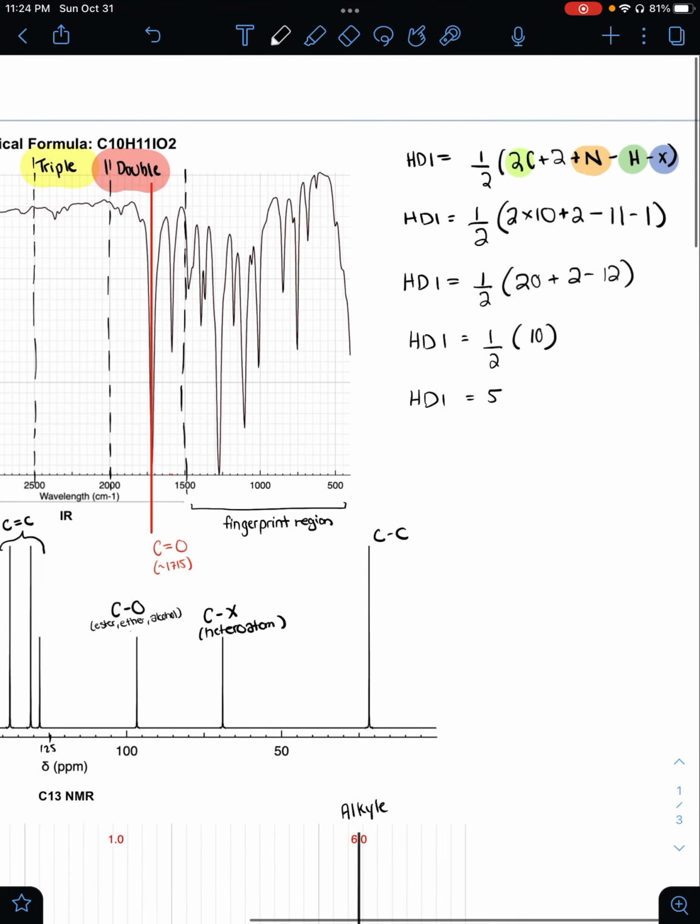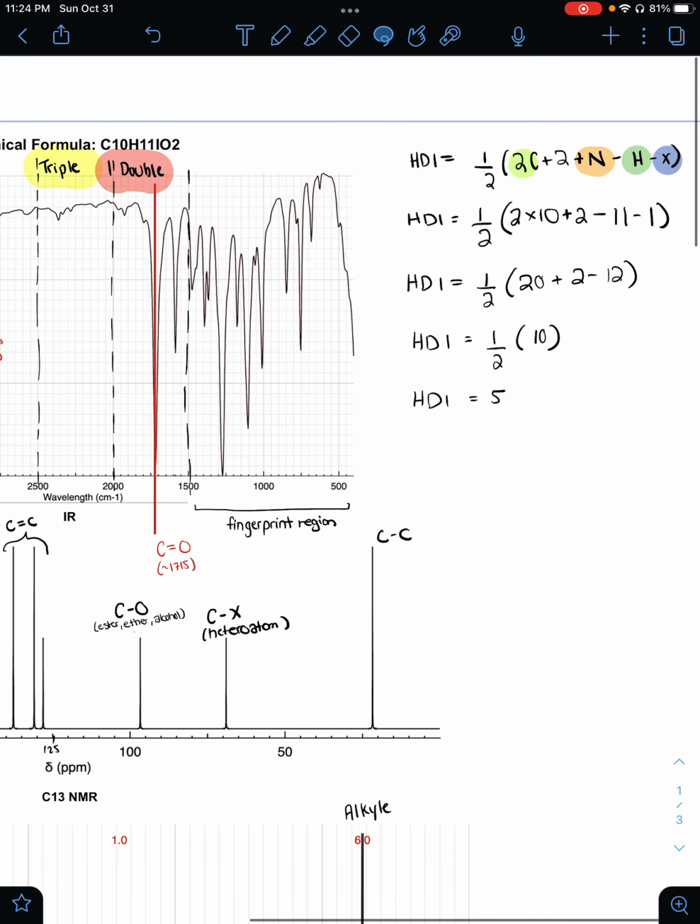I will start off with the HDI, which is the hydrogen deficiency index, where we are generally supposed to follow this formula. As you can see, I just plugged in the number of carbons, which is 10, the number of hydrogens, which is 11, and the number of iodine, which is 1. Oxygen does not need to be put into this formula. So the hydrogen deficiency index that I got was 5.